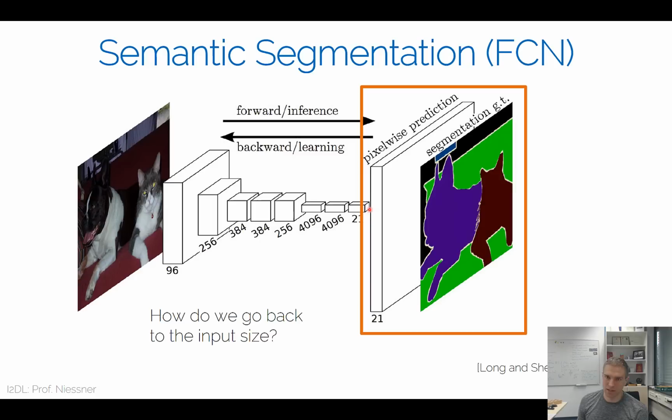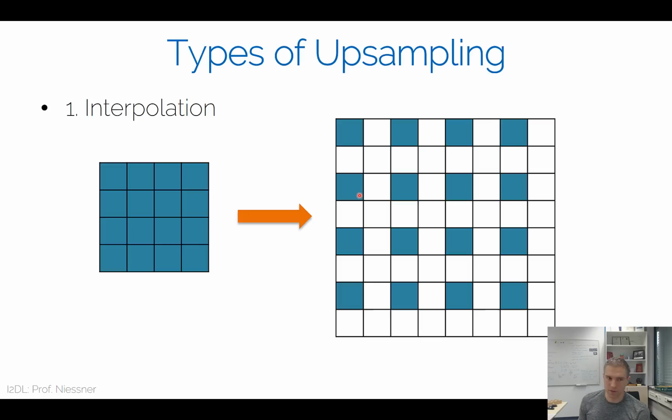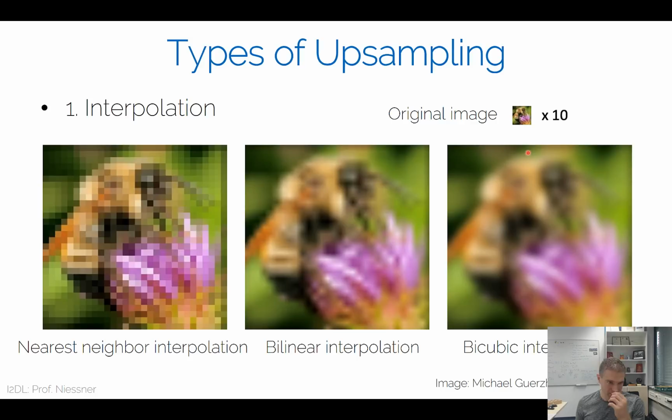The simplest way of doing upsampling is actually not learning. The simplest thing is just interpolation. Let's say you have a 4x4 input grid, and you have some upsampling. How do you do this? You just make it larger and interpolate. Take the original image and upsample it by 10. You take your favorite kernel. You can do nearest neighbors, which is the easiest one. You can do bilinear interpolation, a bilinear kernel, which takes the nearest neighbors and interpolates them according to where you are. You can do bicubic upsampling, and so on. This is very common.